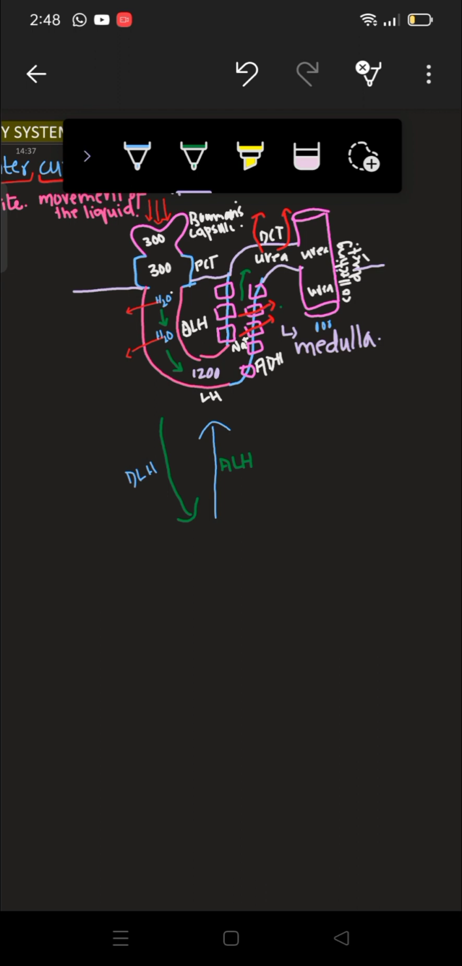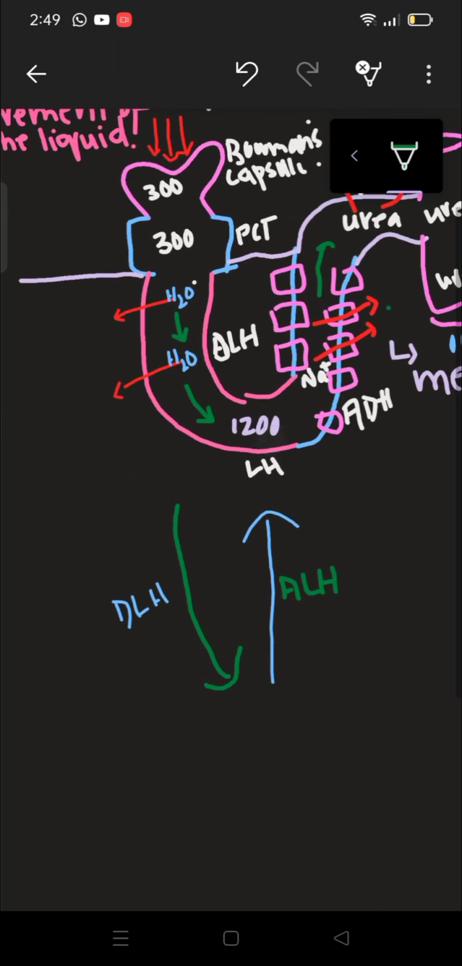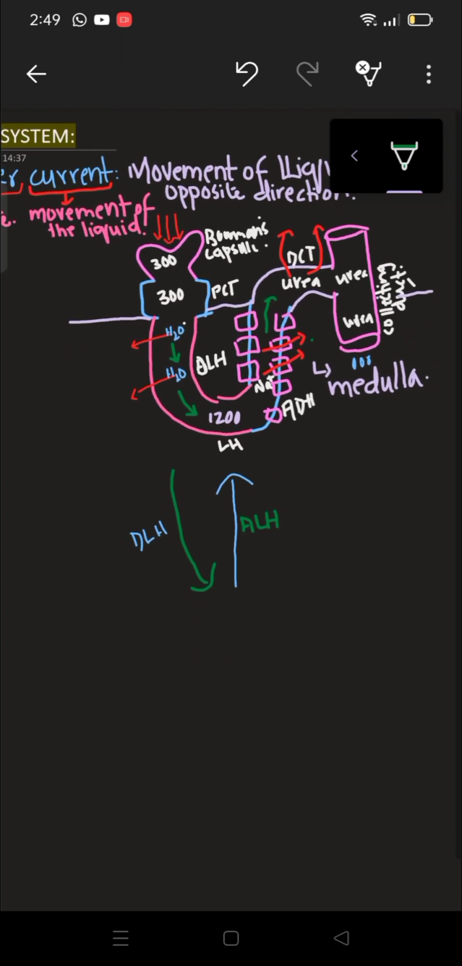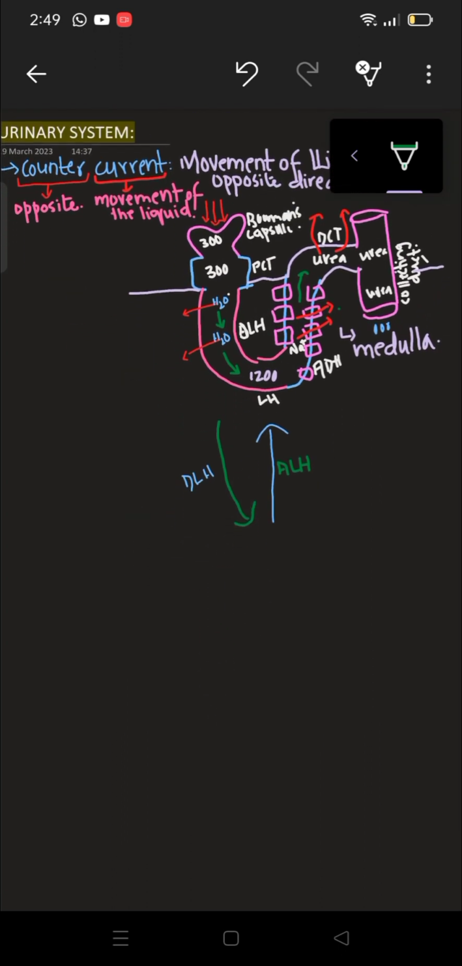The movement of liquid, what we studied in the countercurrent mechanism, is the movement of liquid in opposite direction. As you can see here, the filtrate is moving from up to down, and again from down to up. So the direction of liquid is in opposite direction. This is what we call the countercurrent mechanism.